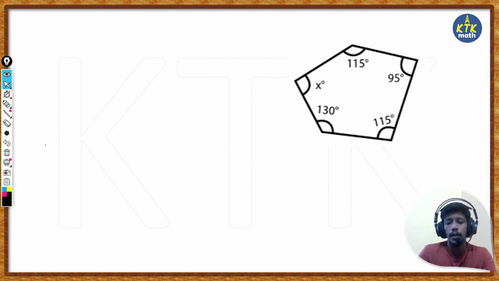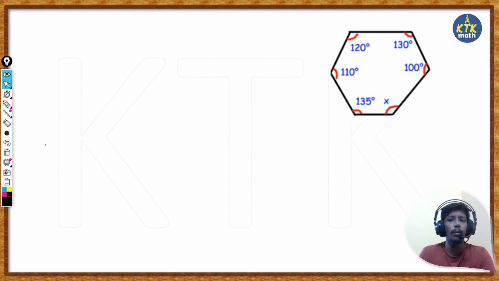As of now, we're just getting on to only solving the direct problems here. Now what about this one? This one, what is the total? 1, 2, 3, 4, 5, 6. 6 sided is there, so total is going to be 720 degree.